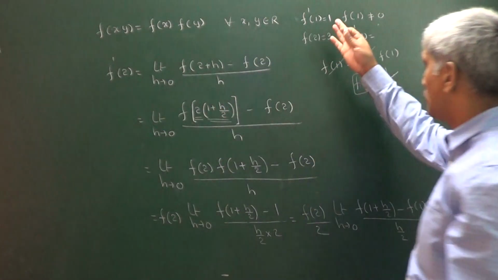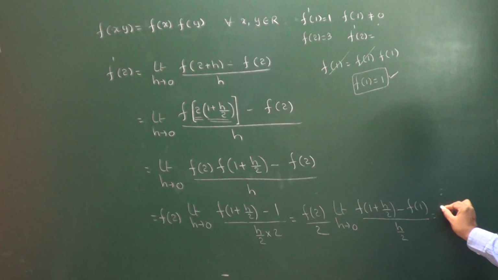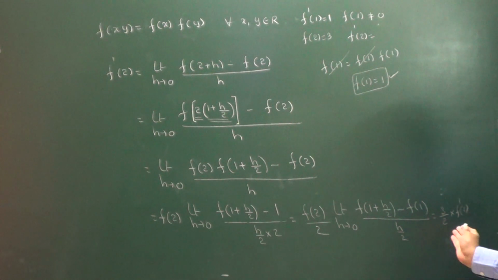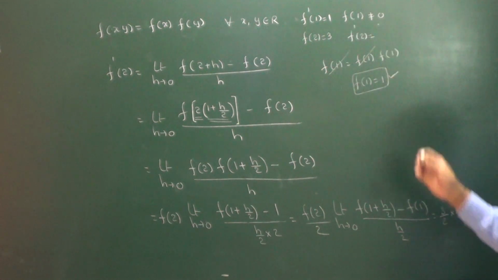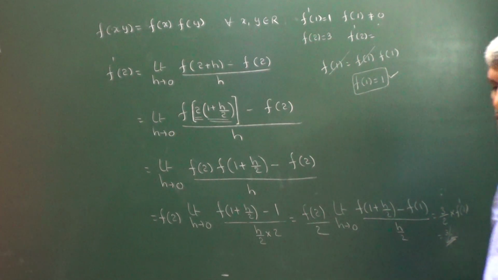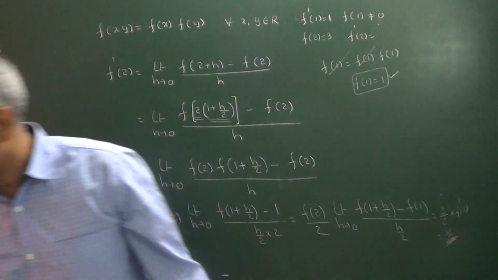So what is the f of 2 value? F of 2 is equal to 3 by 2 into f dash of 1. What is f dash of 1? In the question it is given that f dash of 1 equals 1. So that's why we are getting the answer as 3 by 2 for that particular question.